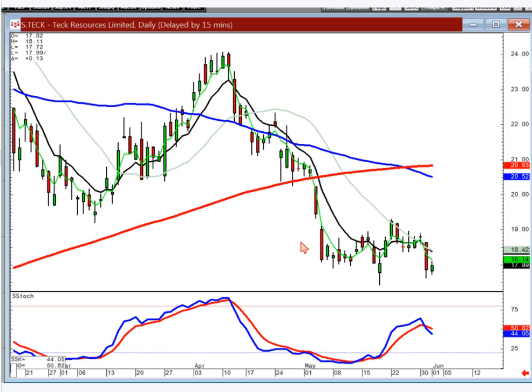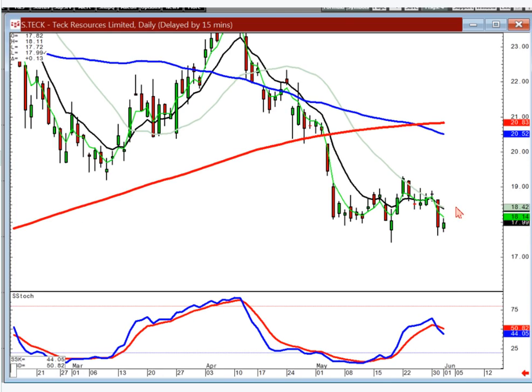Tech, nothing here. You can see that there's no movement. If you were short, if it opens positive tomorrow, you cover your short because that tells you you're still in this sideways mode.